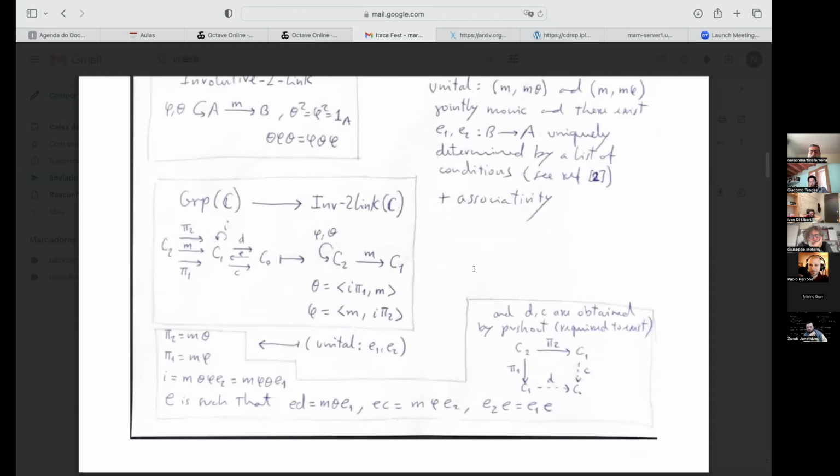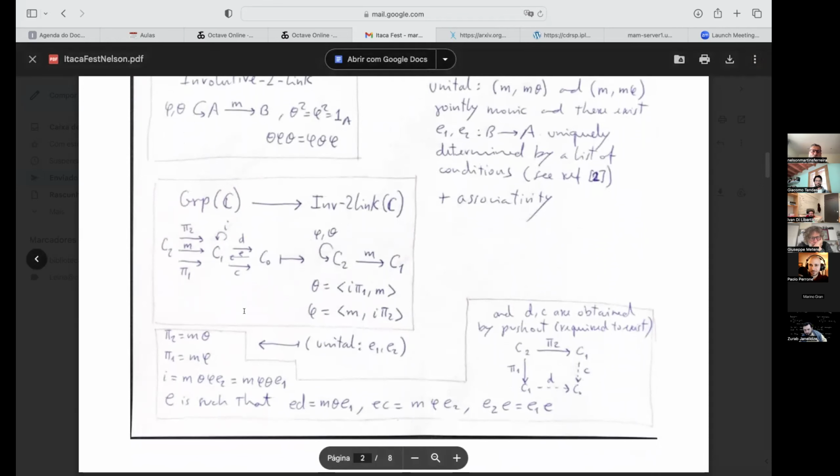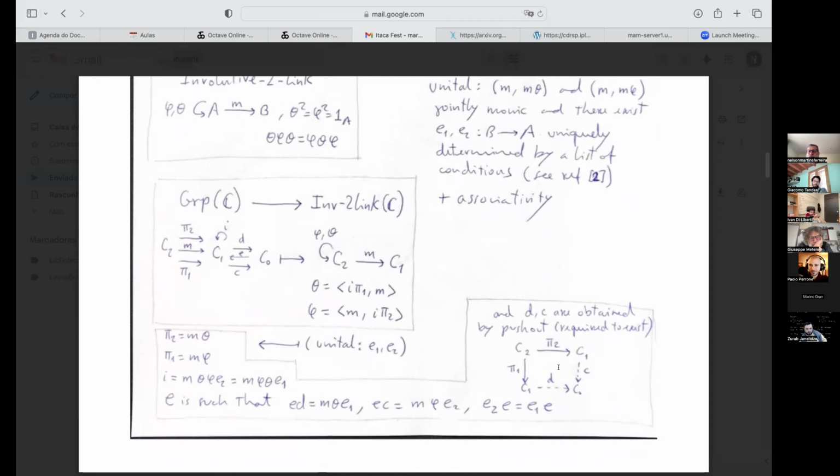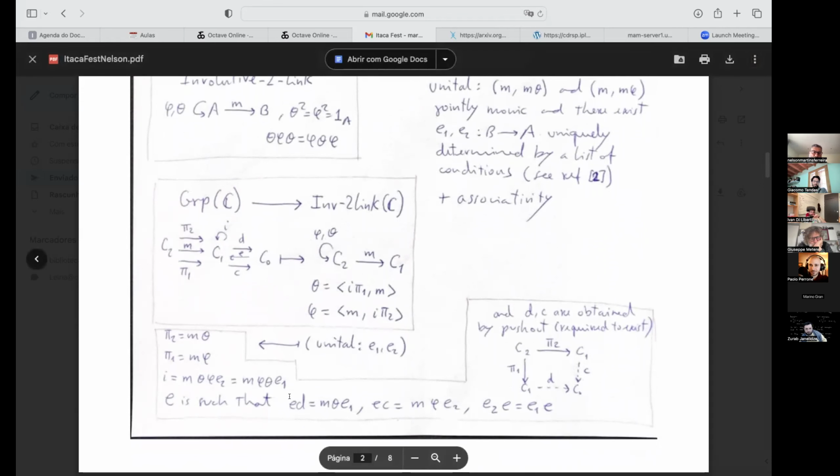Now, this information is then used to reconstruct from such an involutive two-link an internal groupoid, and we define the second projection as this. The first projection, the inverse map, is this formula. And as soon as we have pi1 and pi2, we take the pushout and we get domain and codomain. And the morphism E is such that this condition is satisfied.